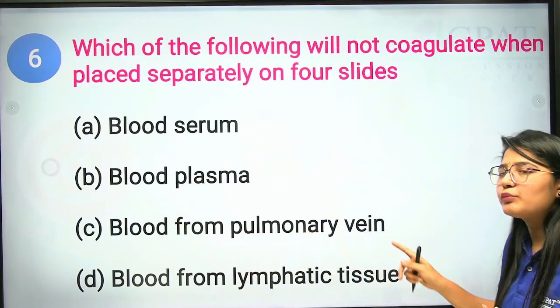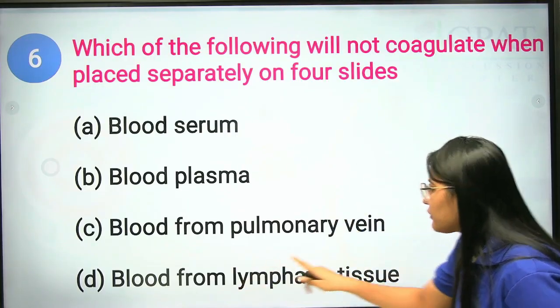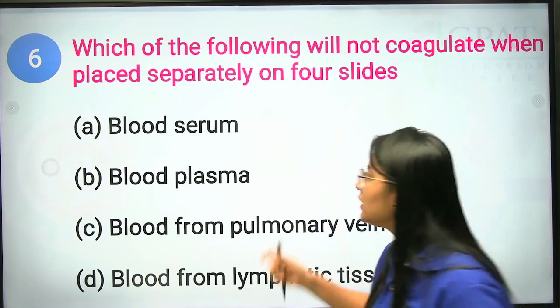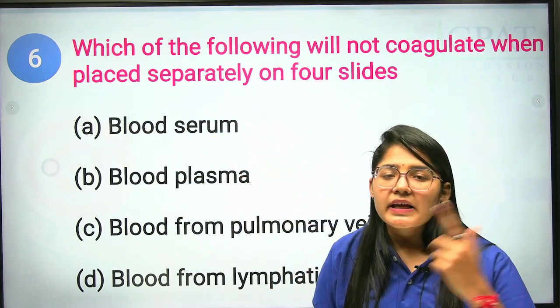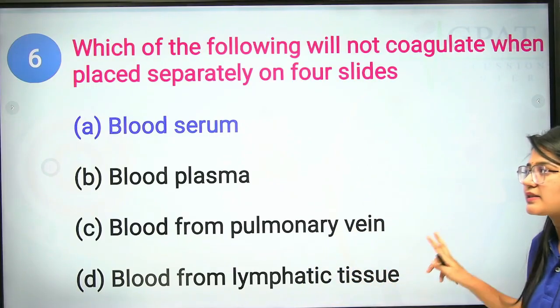Blood from pulmonary vein also contains the clotting factor. Blood from lymphatic tissues also contains the clotting factor, but your serum never contains a clotting factor. This can never be coagulated. Clear? So this is your correct answer.